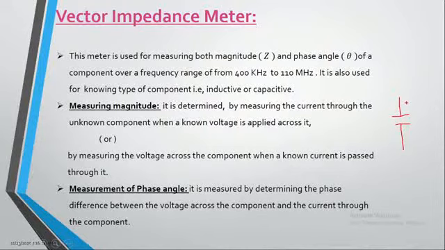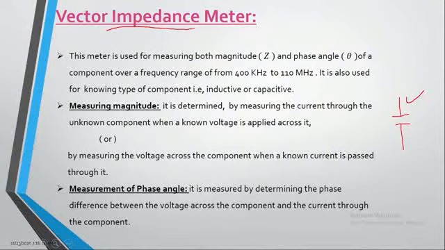But let us suppose we have one component directly. This component is directly given, and we don't know whether it is a capacitor or inductor. But I would like to calculate the impedance of this particular element, as well as know whether this element is a capacitor or inductor. To do that, we are going with the vector impedance meter.